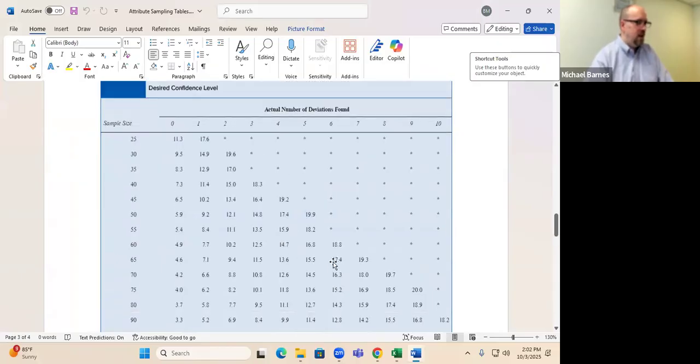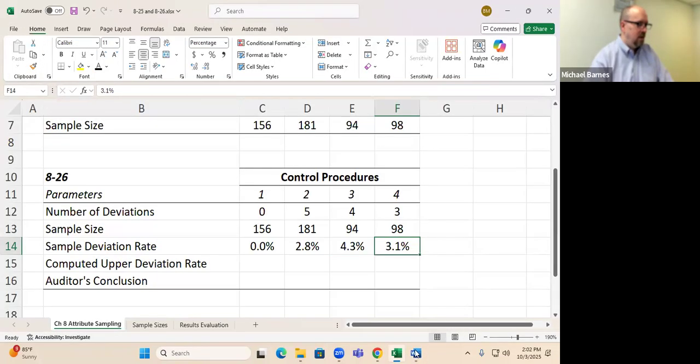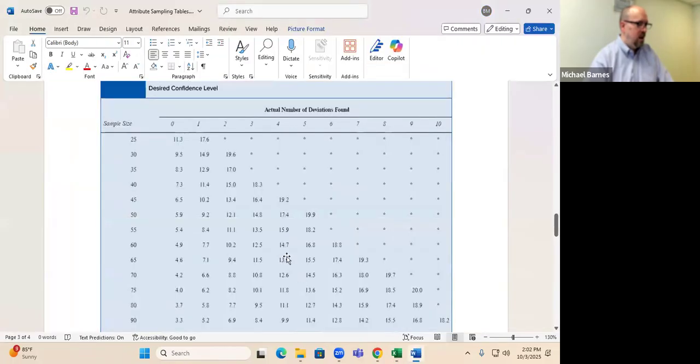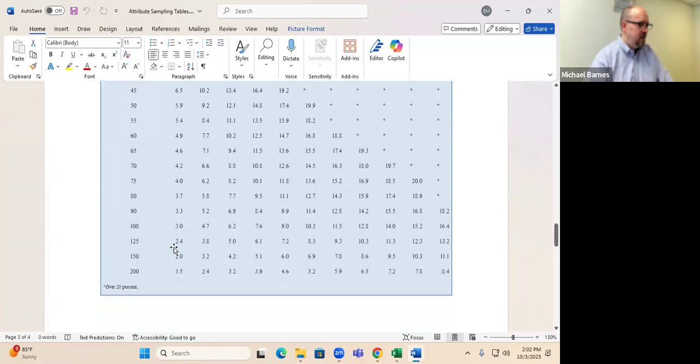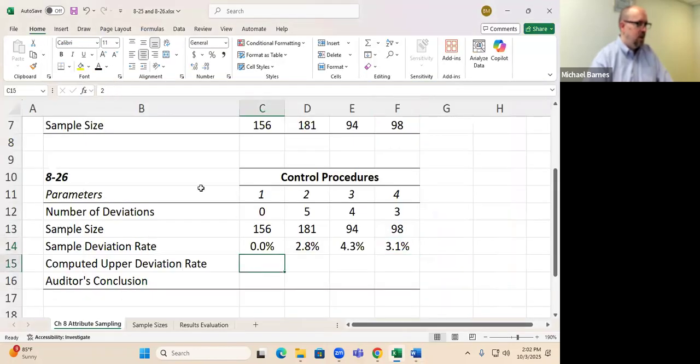So remember, these are going to be listed on there. So we're going to say actual number of deviations found. Let's just go ahead and do the first one as obvious. So we said 0. I believe we said 156. So we're going to say 150. So 2.0. Is that what everybody came up with?